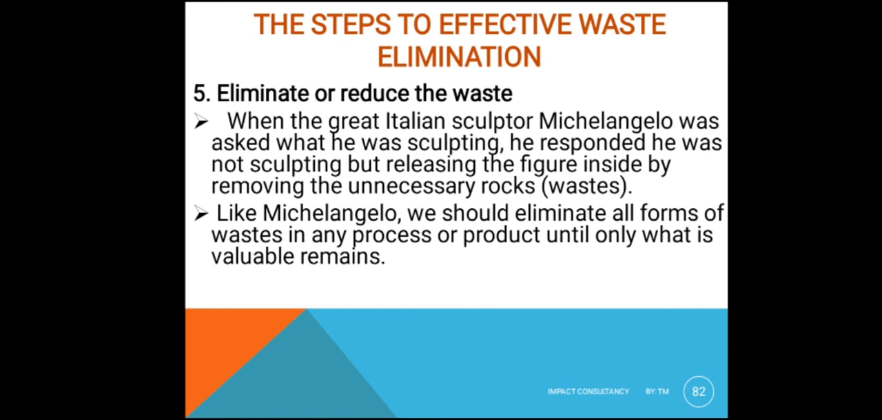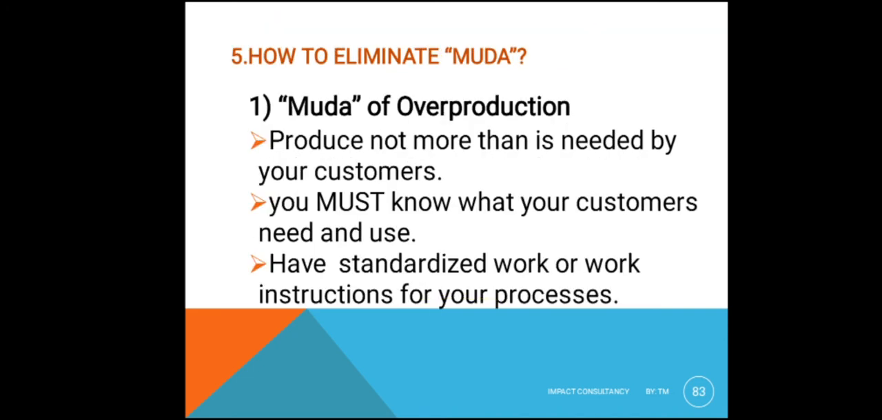So to eliminate all the 7 wastes, the 8 deadly wastes, as they have their own causes, the elimination techniques also will vary from one another. So let us see each one by one. The first, Muda of overproduction. How to eliminate Muda of overproduction? Produce not more than is needed by your customers.